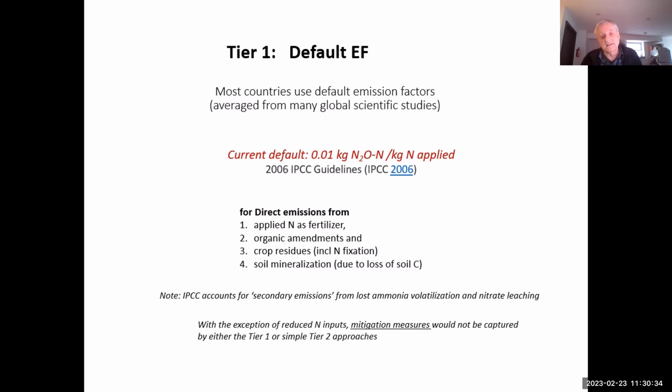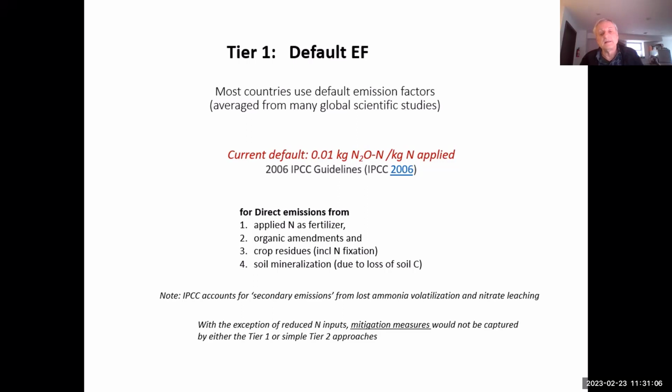And so you have the list: fertilizer, organic amendments, crop residues, soil mineralization. Soil mineralization is interesting because normally it's not really included in the calculation, except where practices are such that they lead to a net release of carbon. So land use change and climate change and summer fallow are two of these processes that do have to be accounted for in terms of nitrous oxide.